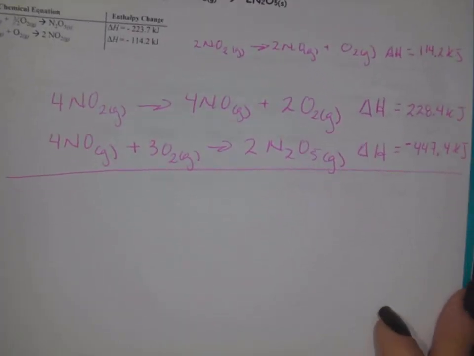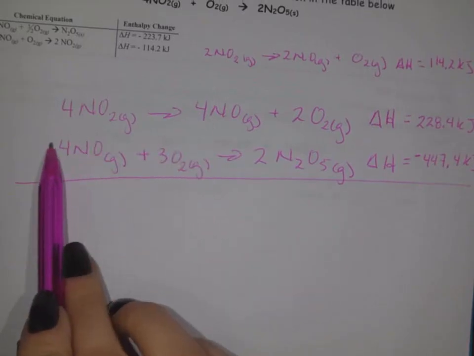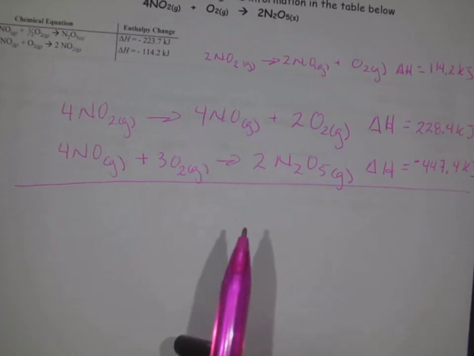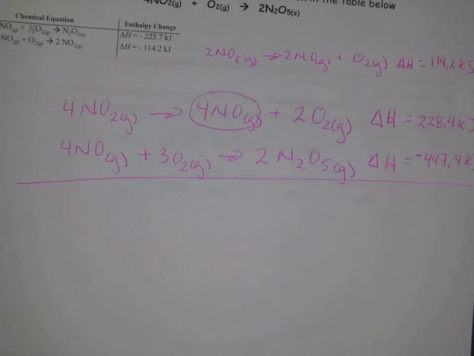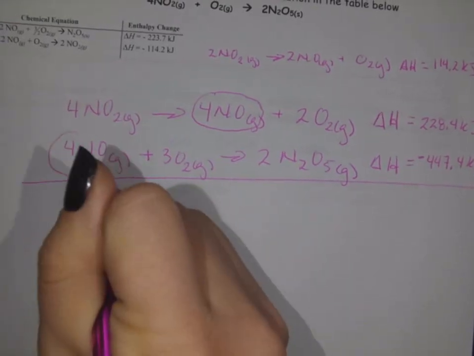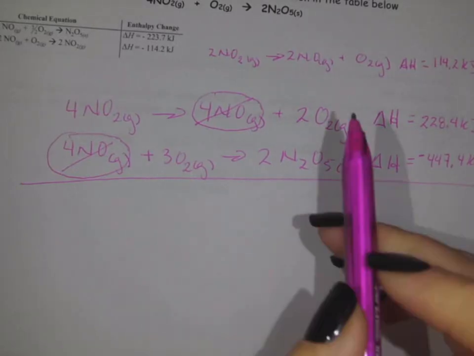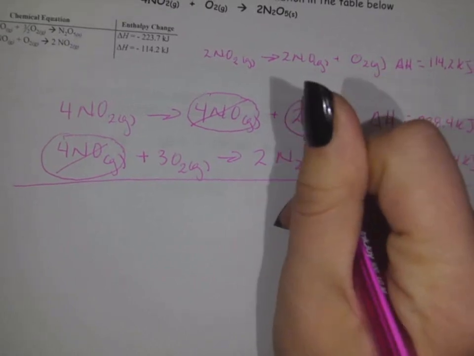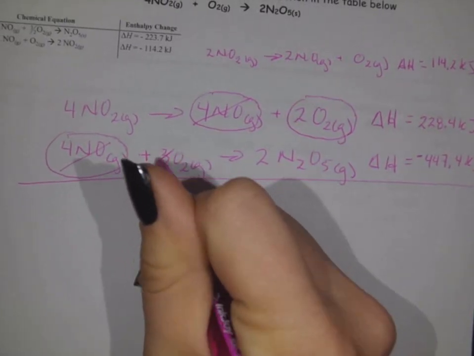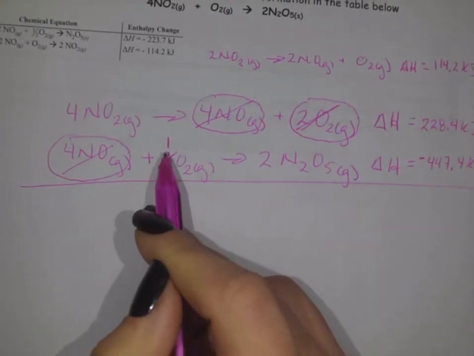So now that I've got these two reactions, let's add them together to see what the overall reaction is. If something is on both the reactant side and the product side, then it's going to cancel. So we have 4 nitrogen monoxides on the product side, and we have 4 on the reactant side. So those will cancel. And then I have 2 O2 molecules on the product side and 3 on the reactant side. So the 2 will cancel and we'll be left with 1 right there.